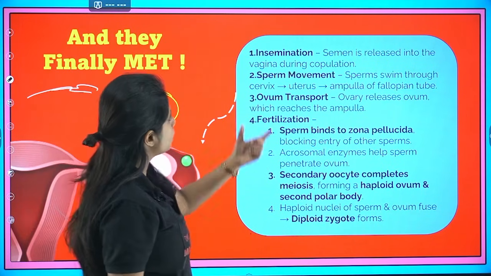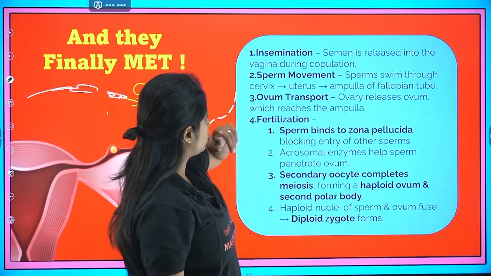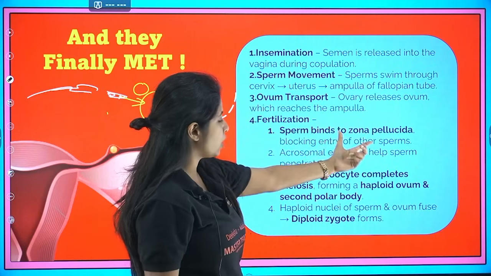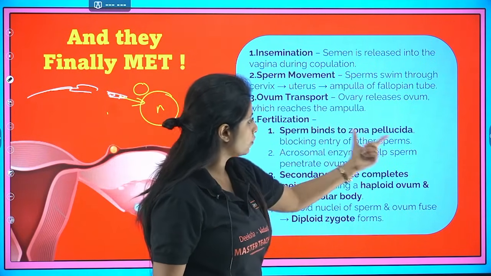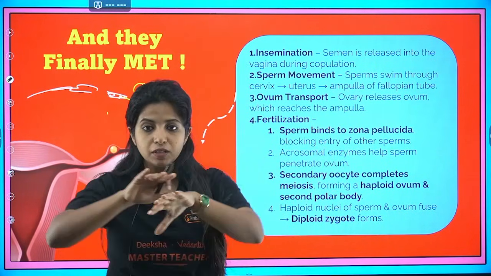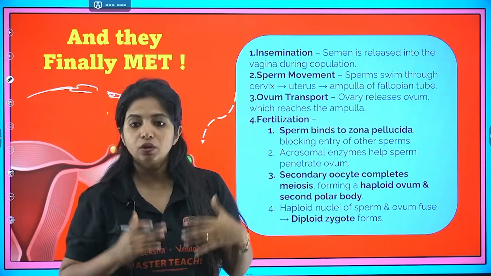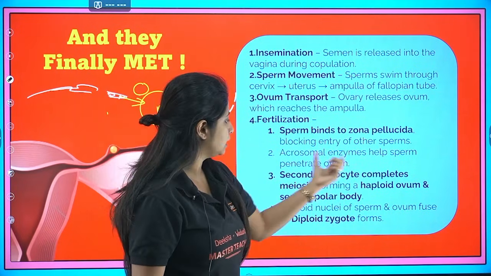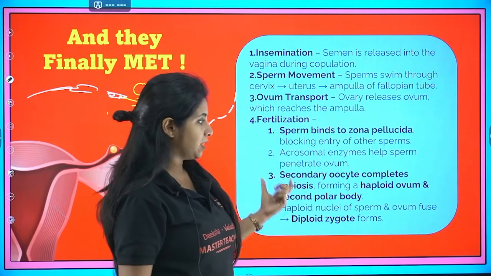Okay, so insemination is semen. I told you. Sperm binds to zona pellucida, blocking the entry of other sperms. I hope you got it. Acrosomal enzymes help the sperm to penetrate the ovum. Now, the secondary oocyte completes meiosis, forming a haploid ovum and a second polar body.